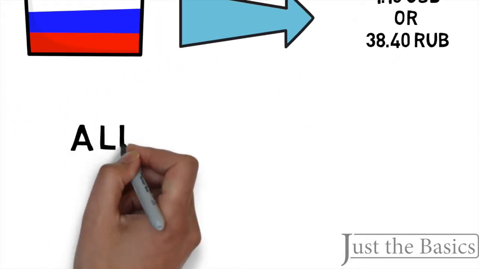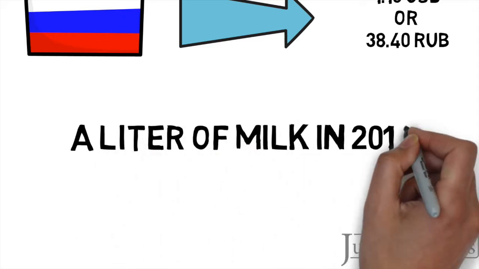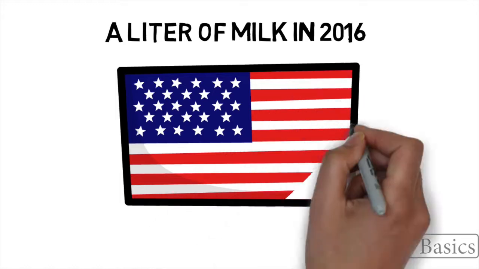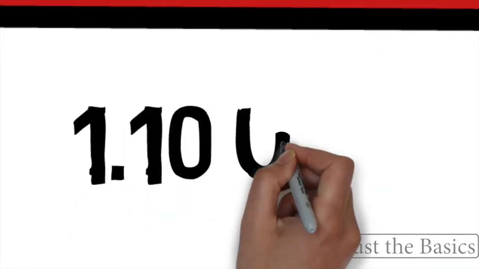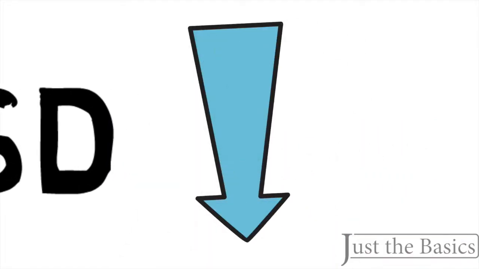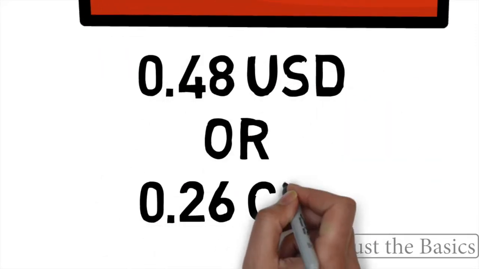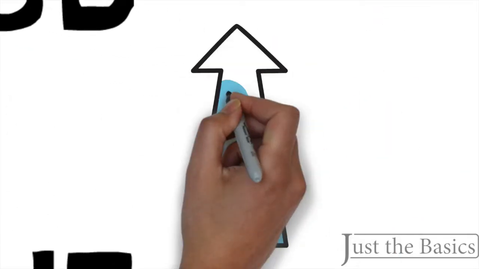So, what do you think happened to the cost of milk 6 years later? Let's go with New York first. In New York, the price of milk decreased by $1.17 to the price of $1.10. What do you think happened in Zurich? Did the price go up or did it go down? In Zurich, the price of milk went up 48 cents or 26 rappen.